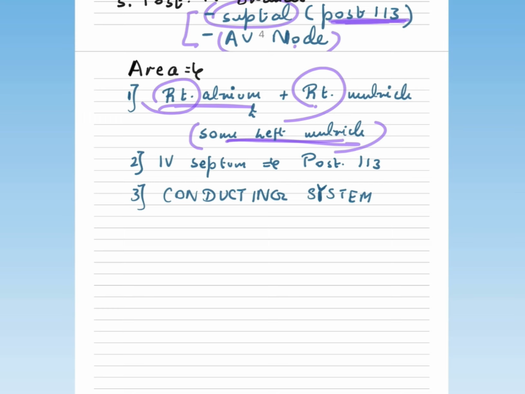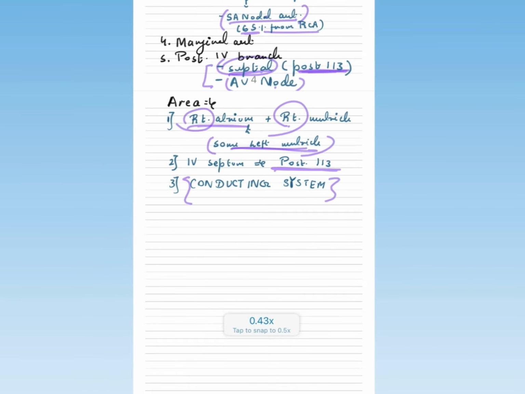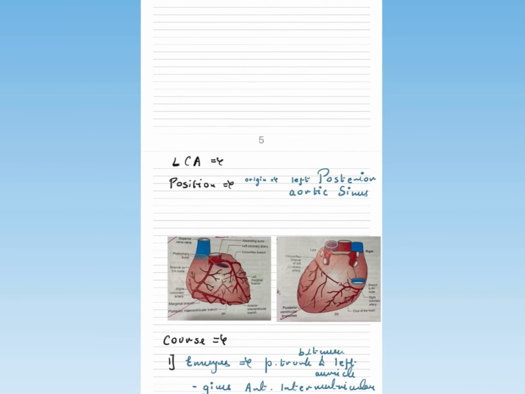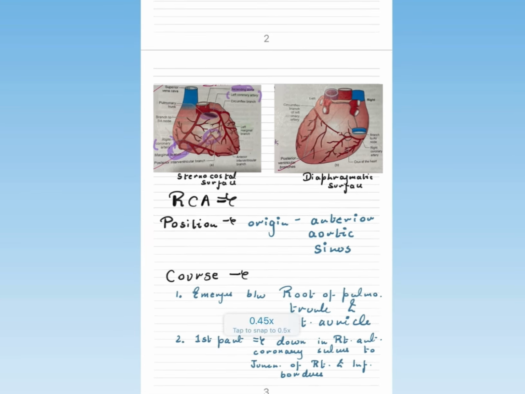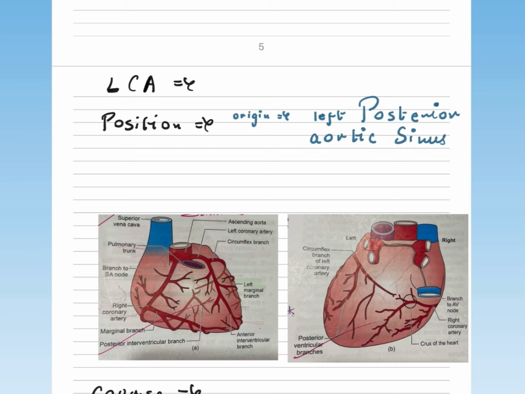Then we all know that the septal branch provides the posterior one-third of the IV septum, and all the conducting system is also supplied by the right coronary artery. So this was the right coronary artery essentially. Next, we will be studying about the left coronary artery.